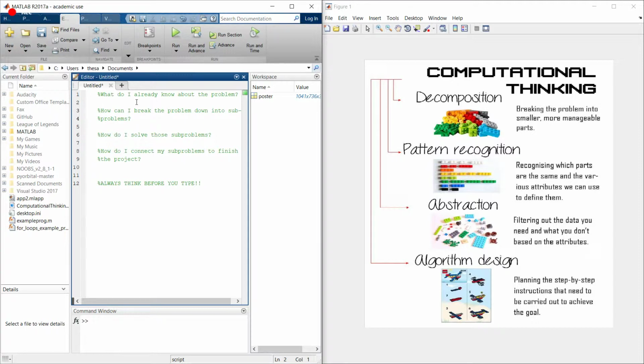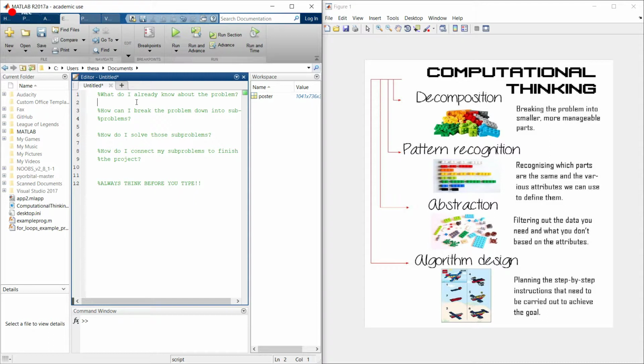And then the final thing I'd like to emphasize is always thinking before you type. This was something I struggled with a lot in this course and other computer science courses. I thought it would just be easier to start typing out code and eventually the project would come together. But over time I realized that the best way to complete any project is to plan it out.